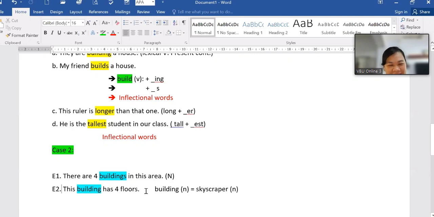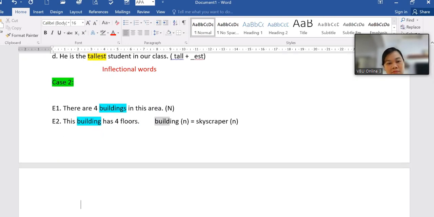So about the second meaning, do you understand? Can you tell me again what is the speech of this? Do you remember the part of speech of build? It's a verb, right? It's a verb.